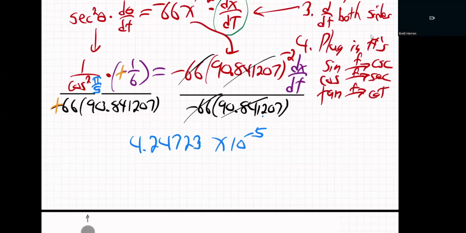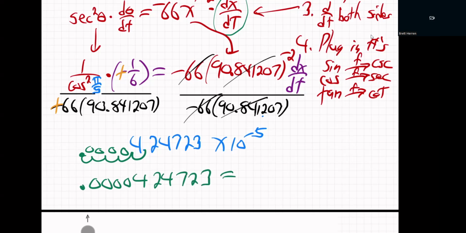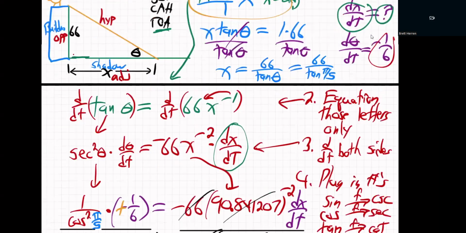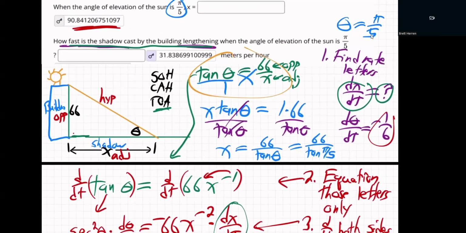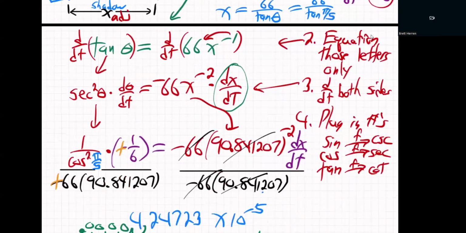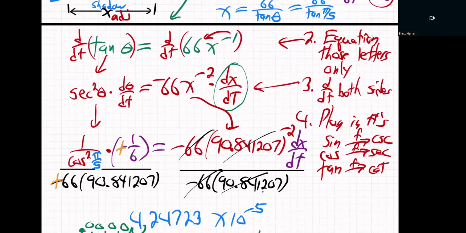What does that mean? That means you take this decimal, move back 1, 2, 3, 4, 5, which brings in zeros. It ends up right there, so it's 0.0000424723. That is dx/dt. Is that what we got? Not even close. Not even close. What did we do wrong?